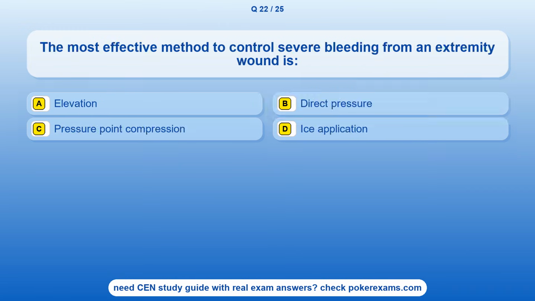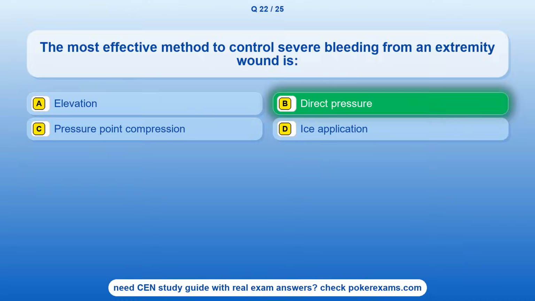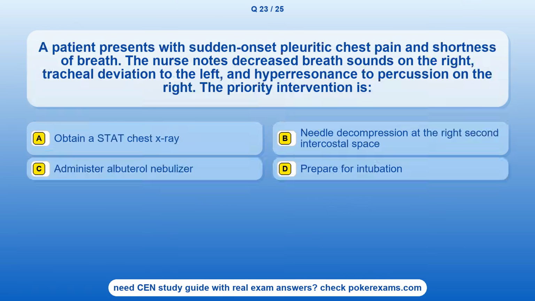Question 22. The most effective method to control severe bleeding from an extremity wound is option A, elevation. Option B, direct pressure. Option C, pressure point compression. Option D, ice application. The correct answer is option B, direct pressure.